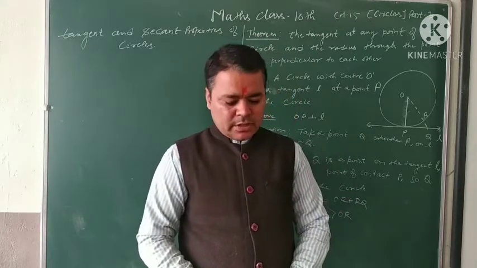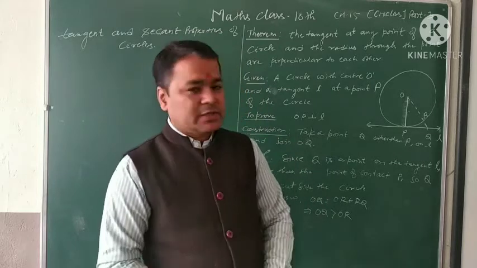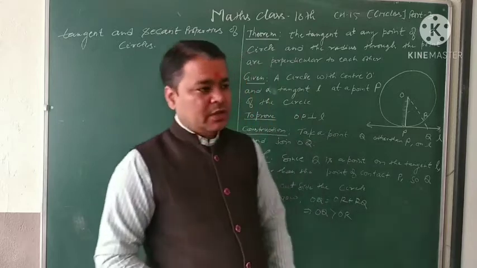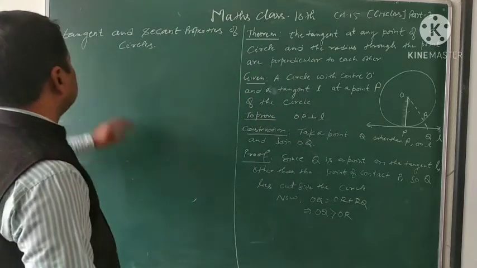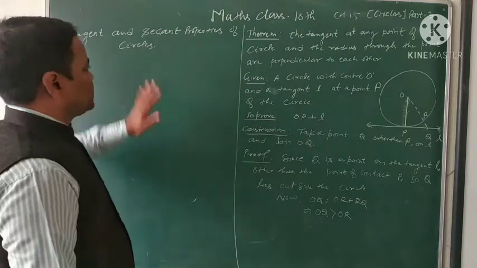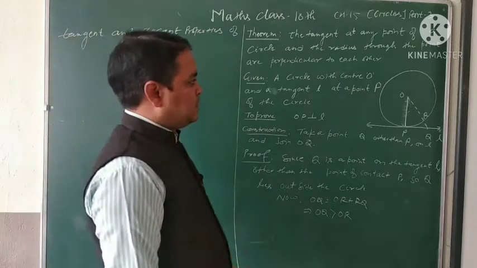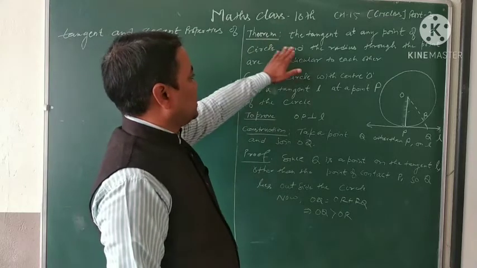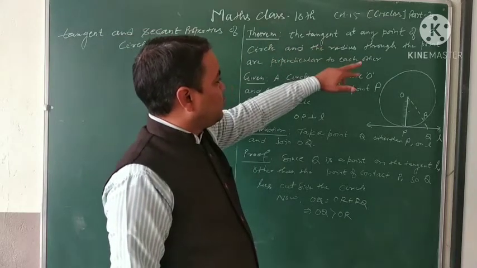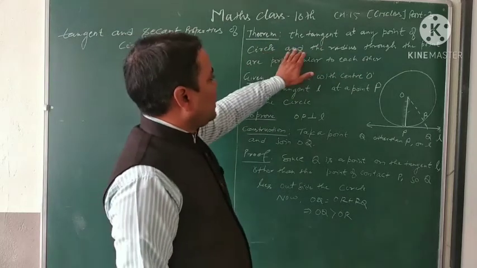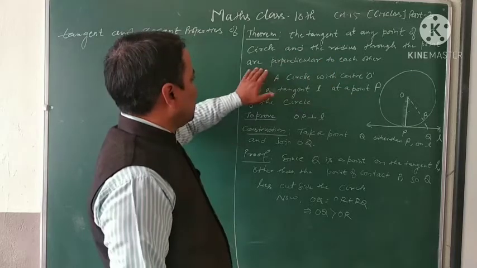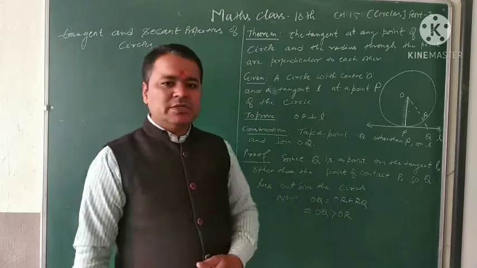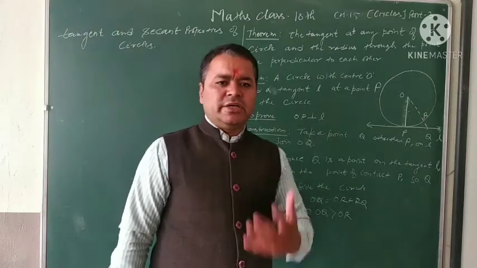Today we will discuss the next part 3. This is the part 3 video of our topic circle, chapter number 15. Today we will discuss the tangent and secant properties of the circle. In this topic we will discuss one theorem, and the theorem is that the tangent at any point of a circle and the radius through the point are perpendicular to each other. But before proving this, let us see the three conditions.